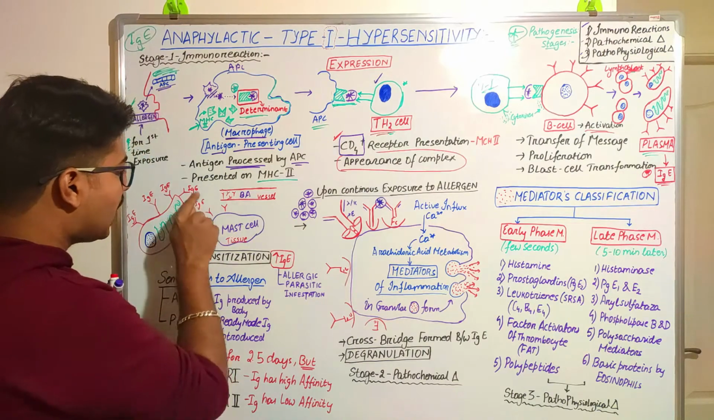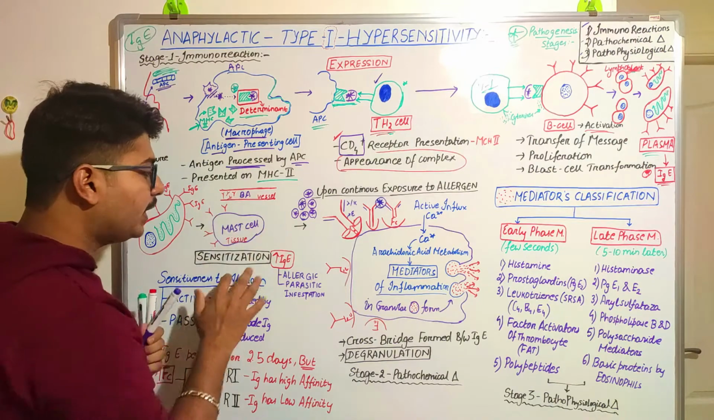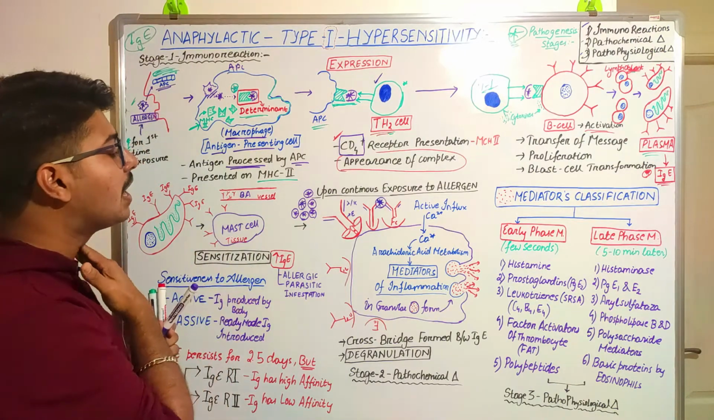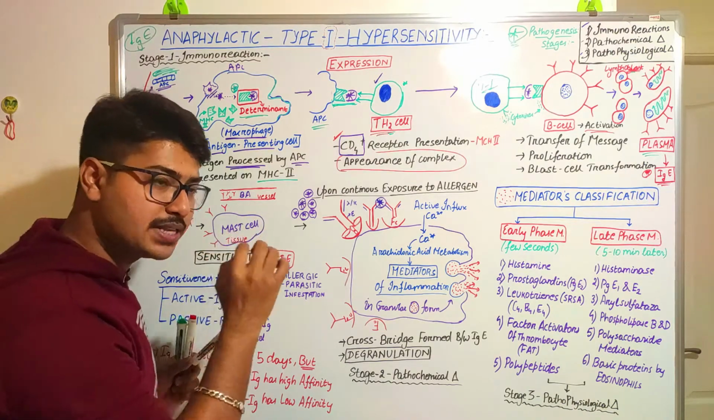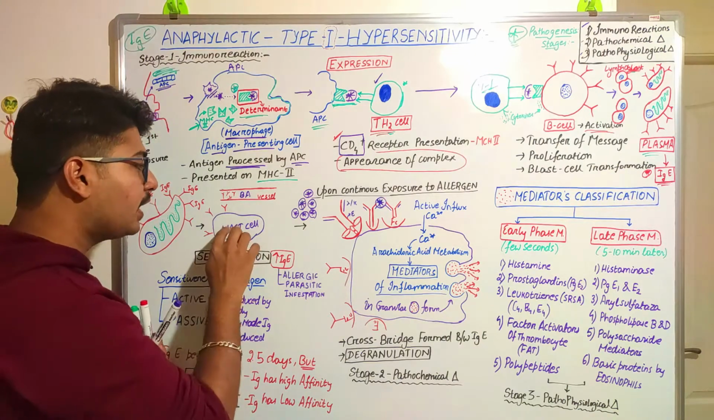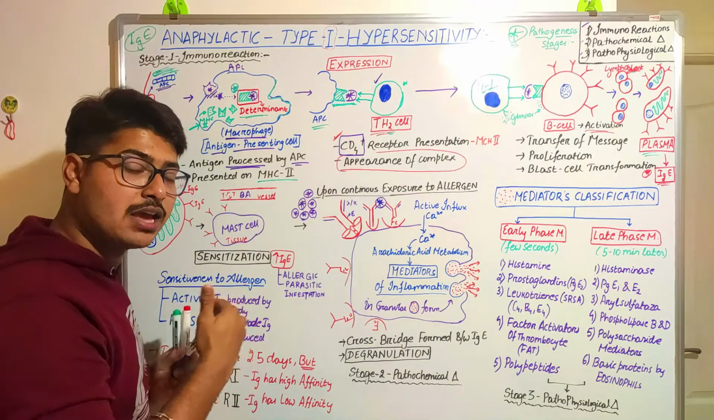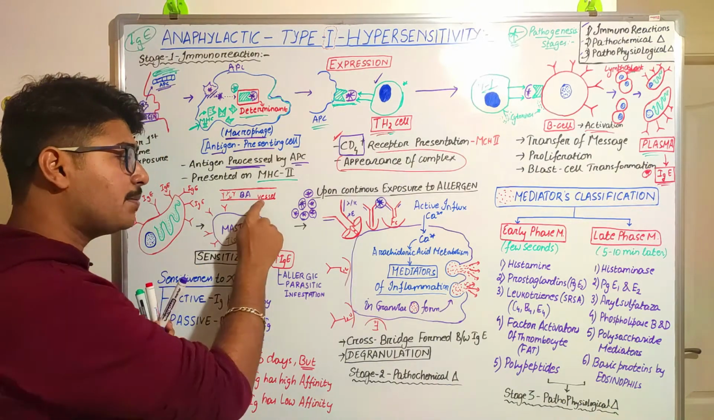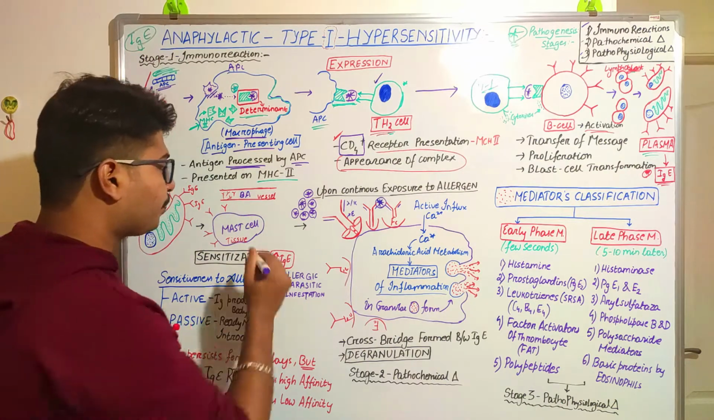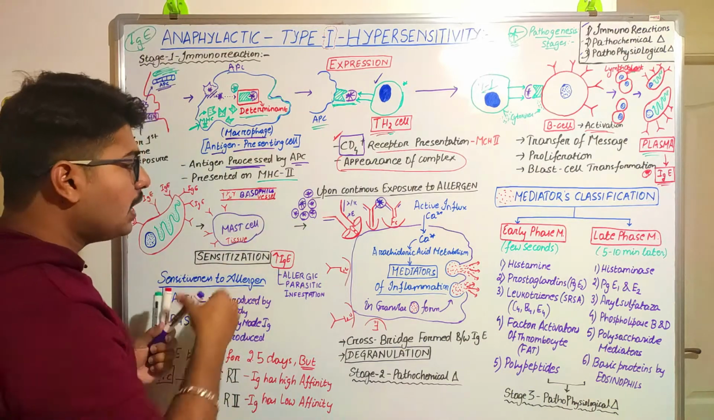So these antibodies, after the production, will have a high affinity towards a certain specific cell that is present around the tissue, known as the mast cell. The antibody will also have high affinity towards some cells that are present inside the vessels. What are they? They are basophils. Okay, so they are basophils.